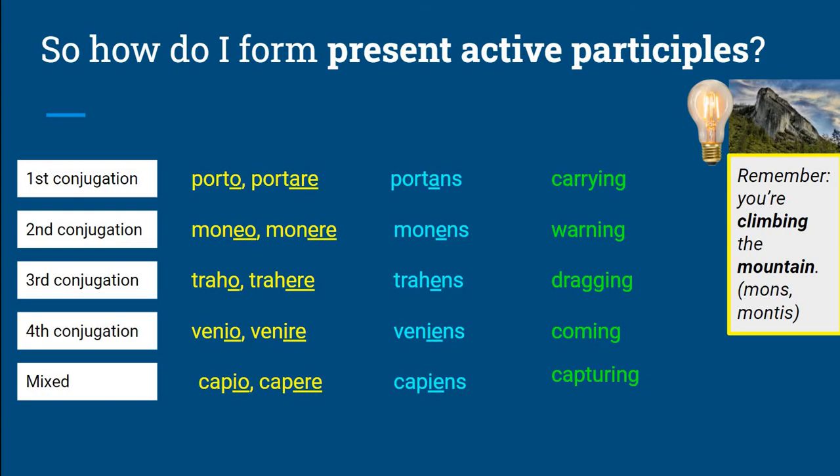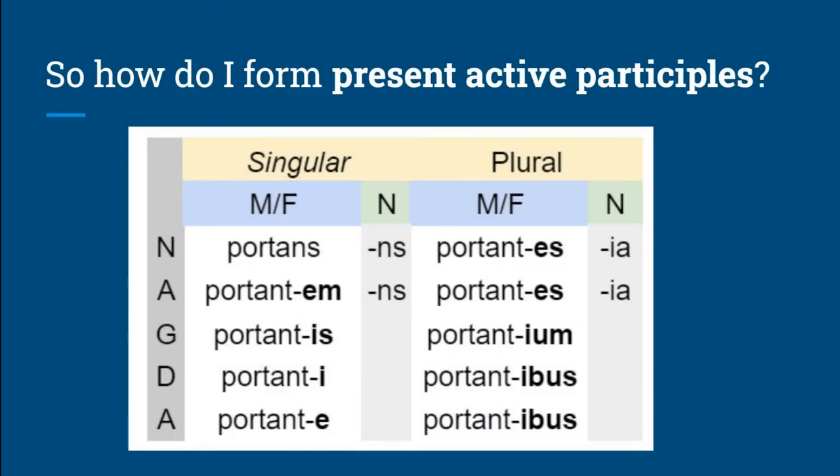Now, if we want to decline them and change their gender, case and number, they're going to follow this general pattern. So as promised, they are very, very similar to your third declension nouns. Obviously, this example uses portans, but you could do the exact same with, let's say, monens. And we go monens, monentem, etc., etc.